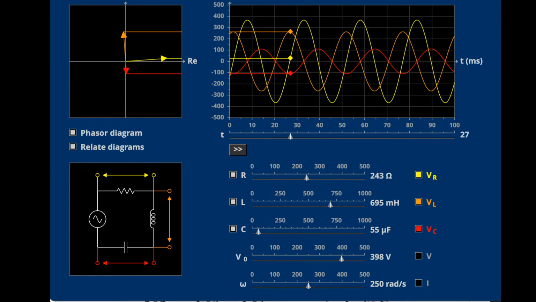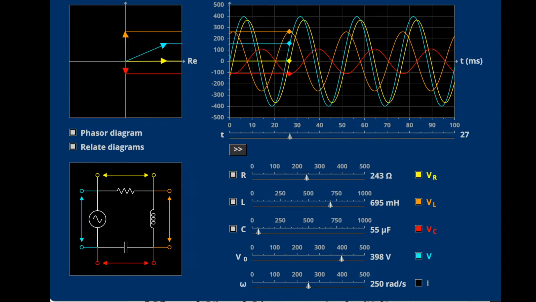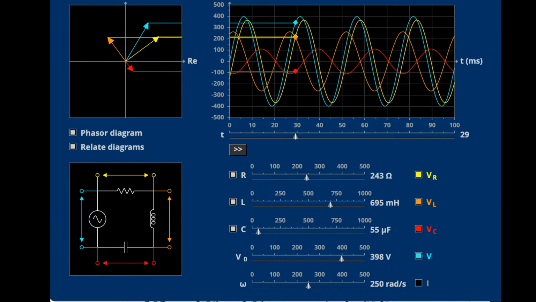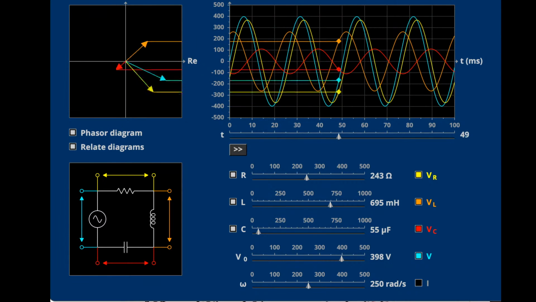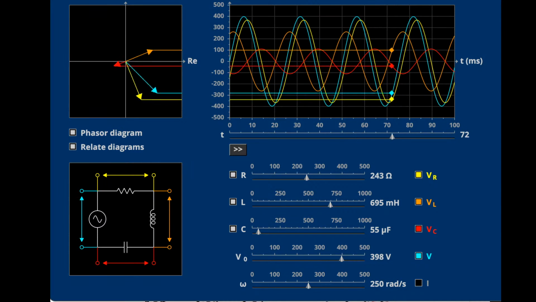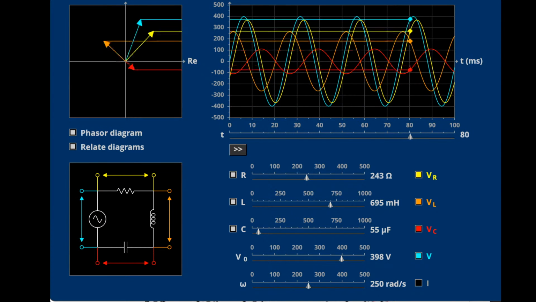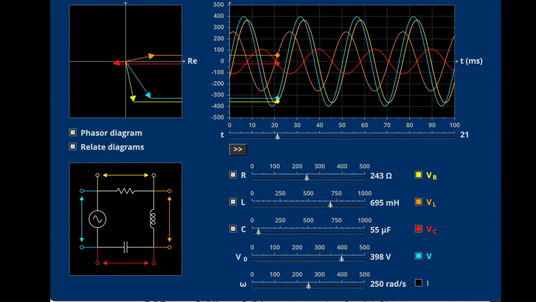And if you want to know the total, you can add the waves point by point, or you can add all three vectors. And if you do that, you'll get this vector here. And this vector, which is called the resultant, or in this case, the impedance, is generating the voltage across the entire circuit. If you measure the voltage across all three elements at once, it's going to come out to that blue wave. So that blue vector generates the total voltage across the circuit.